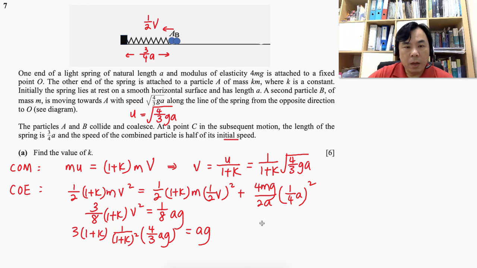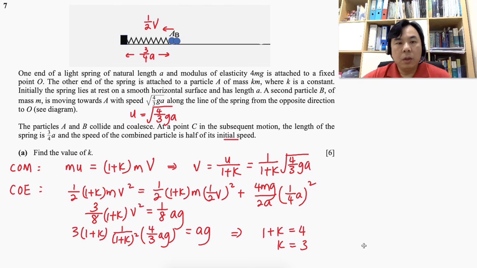So from here we should be able to get all the ag cancel off, the 3 cancel off. So therefore you have only 1 plus k is equal to 4. Therefore k is equal to 3 there. Now that will be the value of k.